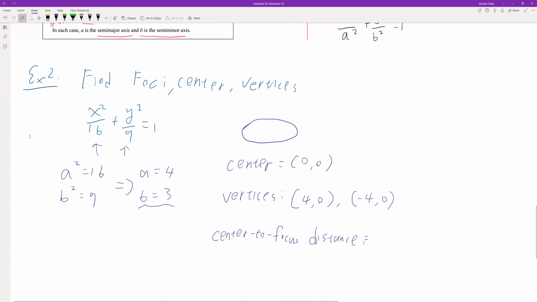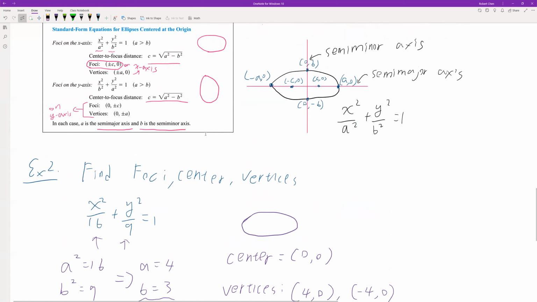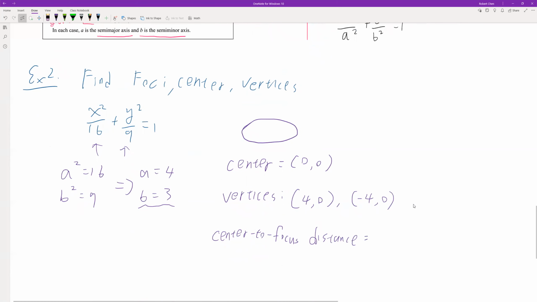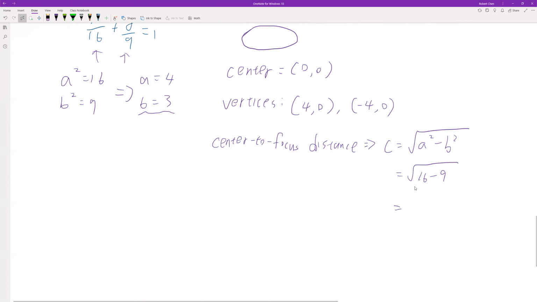Which can be found by using the formula c equals the square root of a squared minus b squared, which is equal to 16 minus 9. That is the square root of 7. We're just going to use square root of 7 to denote that. So our foci will be radical 7 distance away from the center, to the right and left. So we'll have (radical 7, 0) and (negative radical 7, 0).